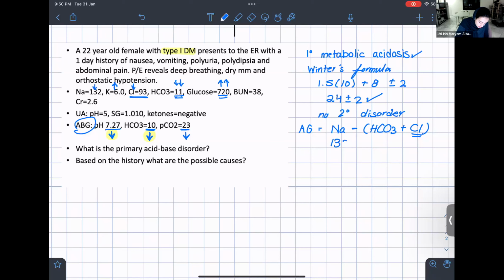So sodium is 132 minus our bicarb, again, let's use this one, 10, plus 93. Okay, so 132 minus 103, which is going to be 29.